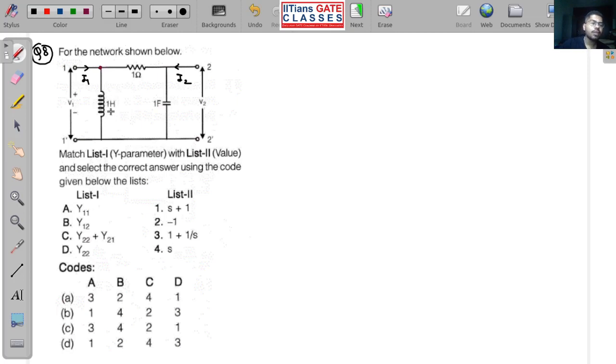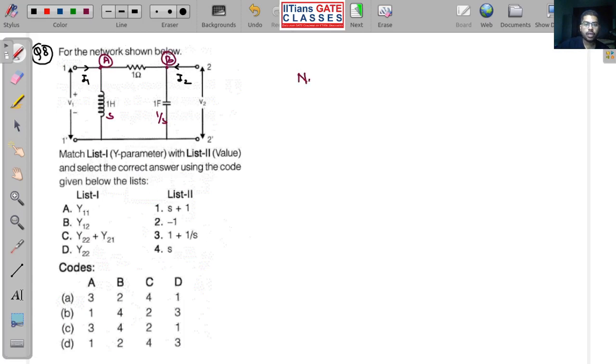So for L we know what it is, LS. So L value is 1, so it will be S. Impedance of resistance, it is the same thing. Impedance of capacitance is 1 by Cs, here C is 1, so this will be 1 by S. Now I am going to write nodal equation at node A and node B.